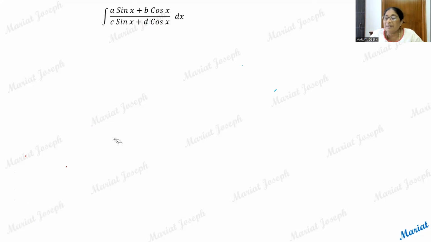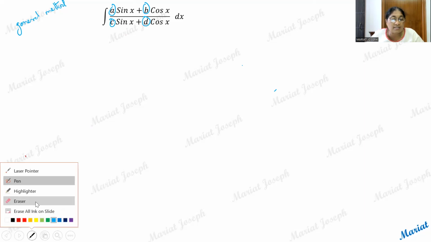Okay. This general method I'm showing you in the context of that question. That question was a particular one. All of you copy this question. I'm going to teach you a general method, which is applicable for any a, b, c, d coefficients on sin x and cos x, when the function is a linear expression of sin x and cos x, both in the numerator and in the denominator.